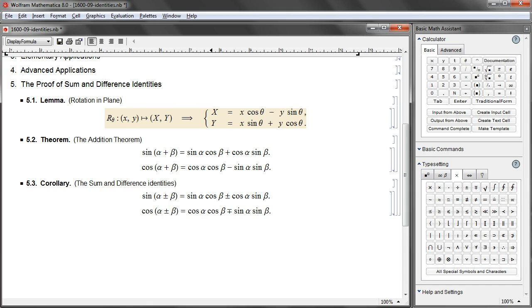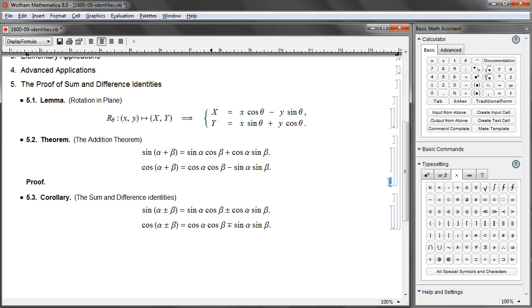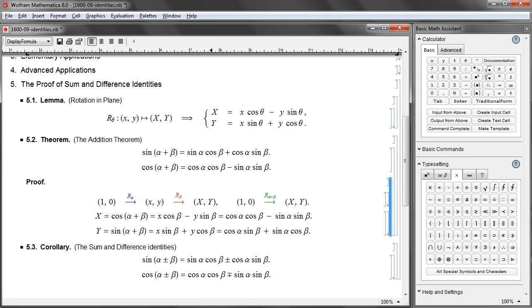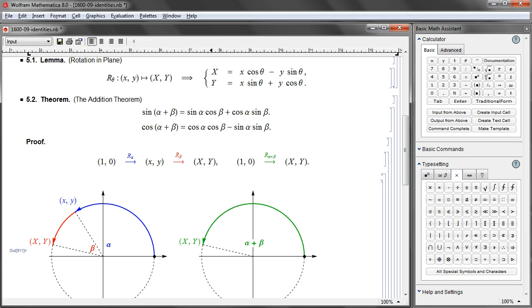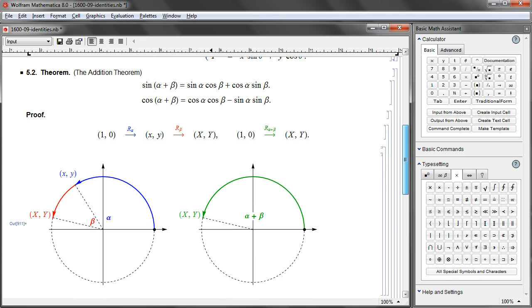But we are going to use this rotation to prove the addition theorem for sine and cosine. How do we do that? Here is the mechanism. This is what we are going to do. Start from (1, 0) and then take the rotation of angle alpha to get small x, small y. And then the rotation of angle beta to get capital X, capital Y, as you can see in this first picture on the left hand side.